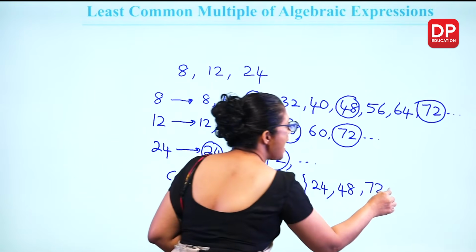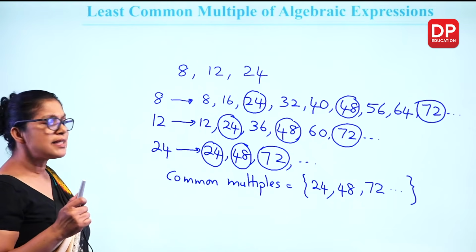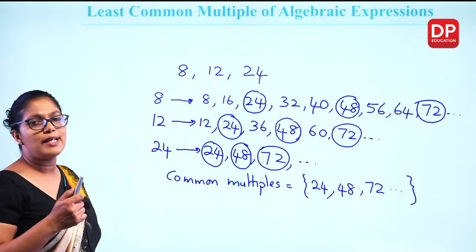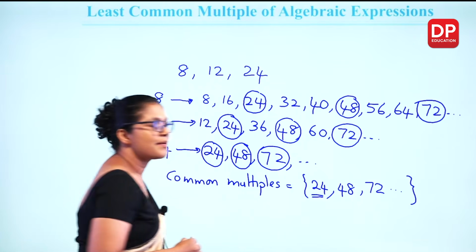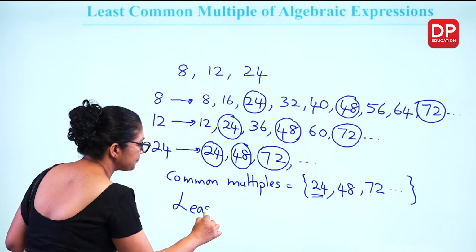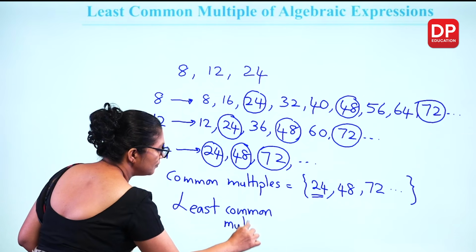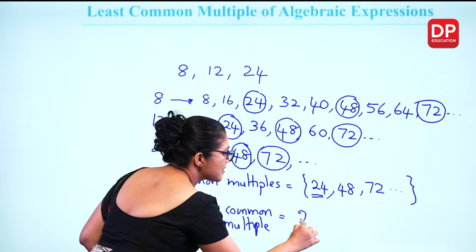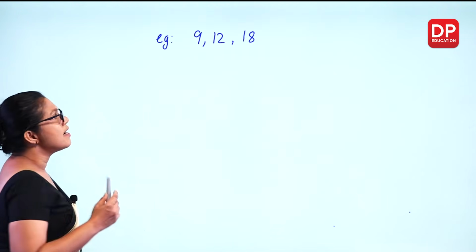So you can find any number of common multiples when you are given several numbers. But here we need the least common multiple. That's the lowest value out of these common multiples. So what's the least number we are getting? We are getting 24. So we can write the least common multiple out of these common multiples is 24.